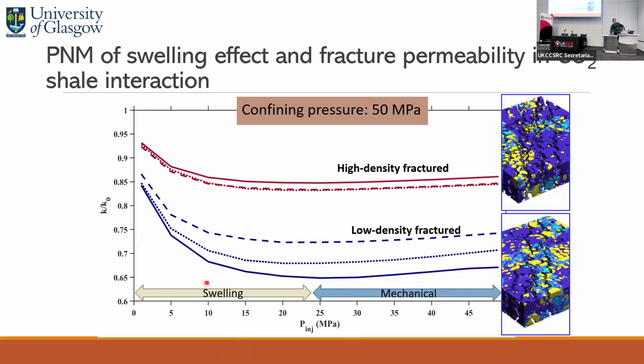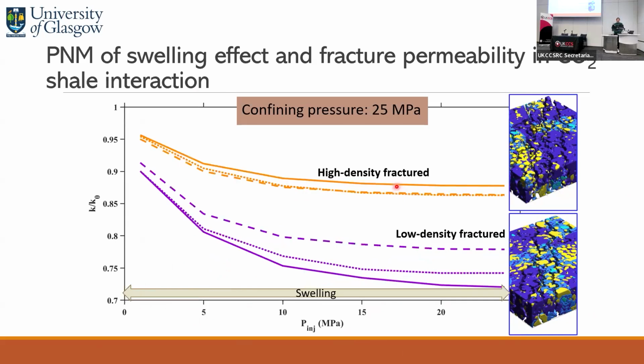Okay, we can see swelling first. Okay, if we continue injection, the mechanical changes become dominant. So we can see the permeability decrease first and then increase. Okay, this is consistent with some of the experimental observations. Also, if we have lower confining pressure, so assume the shale reservoir is shallow. Okay, in this case, we only observe the swelling effect.